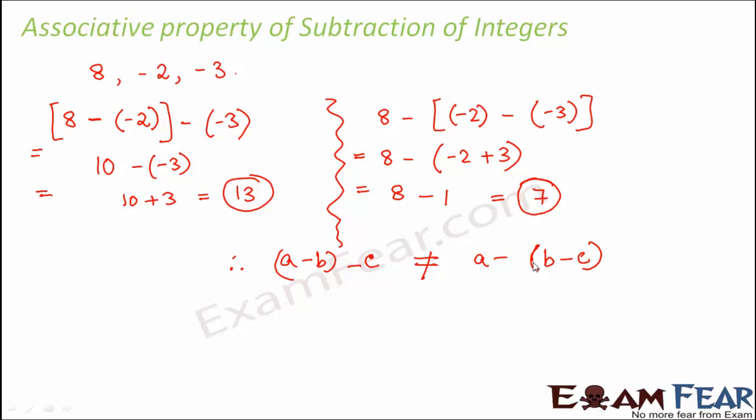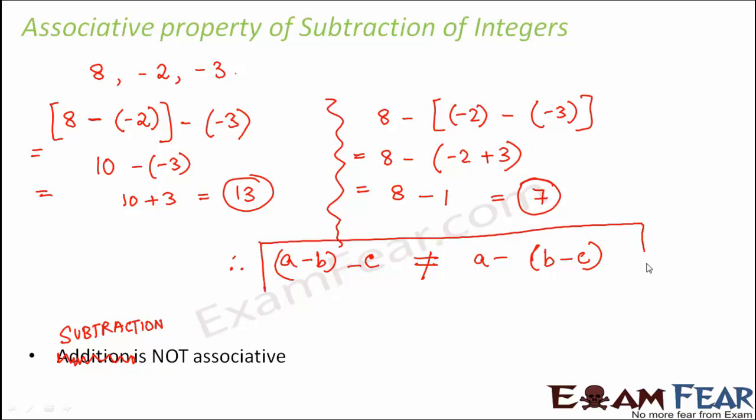So therefore associative property is true for addition but not for subtraction. So you can say that subtraction is not associative. Addition is associative but subtraction is not associative. So these are certain important things that you should remember.